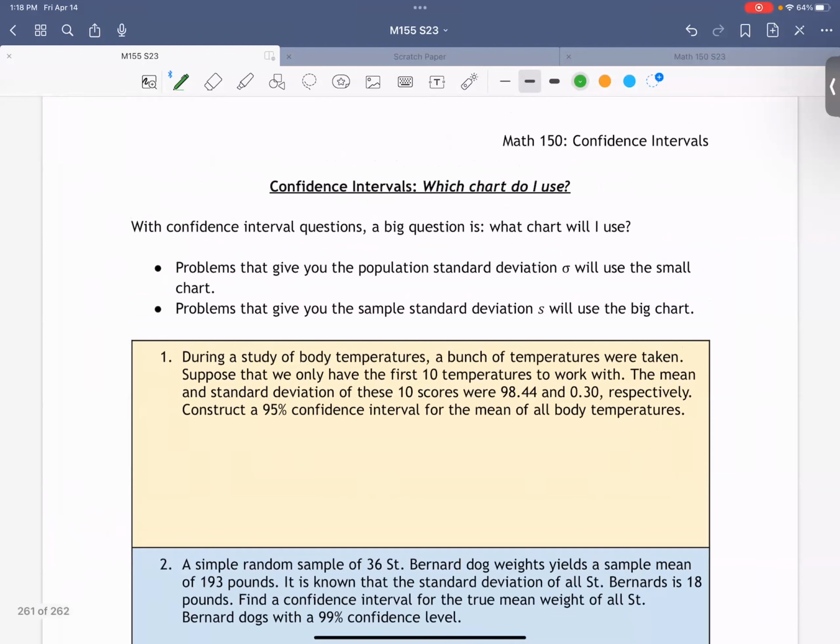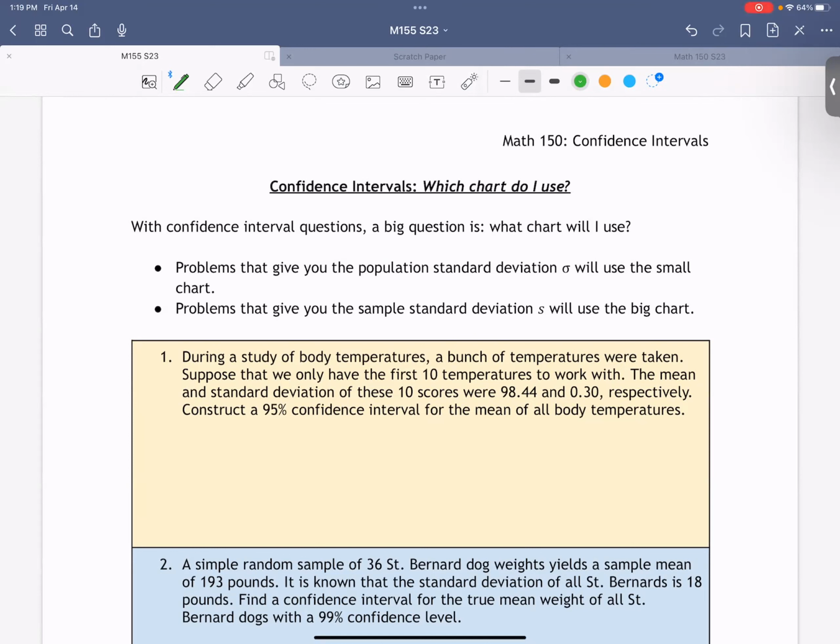Okay, now the one thing about confidence intervals that I haven't really stressed yet is, well, on the test, I'm going to give you a confidence interval question, but I'm not going to tell you in the question to use the big chart or to use the small chart. You're going to have to figure that out on your own. So I guess a big question is, okay, given a question, do I use the big chart?